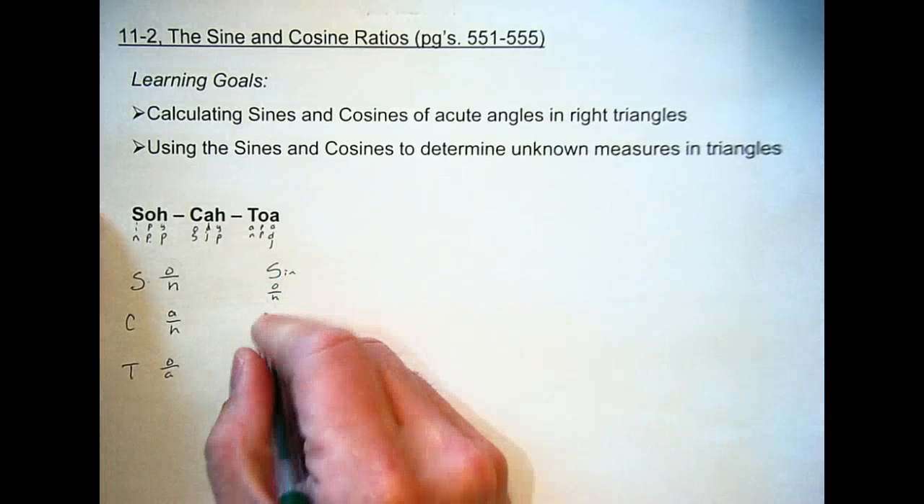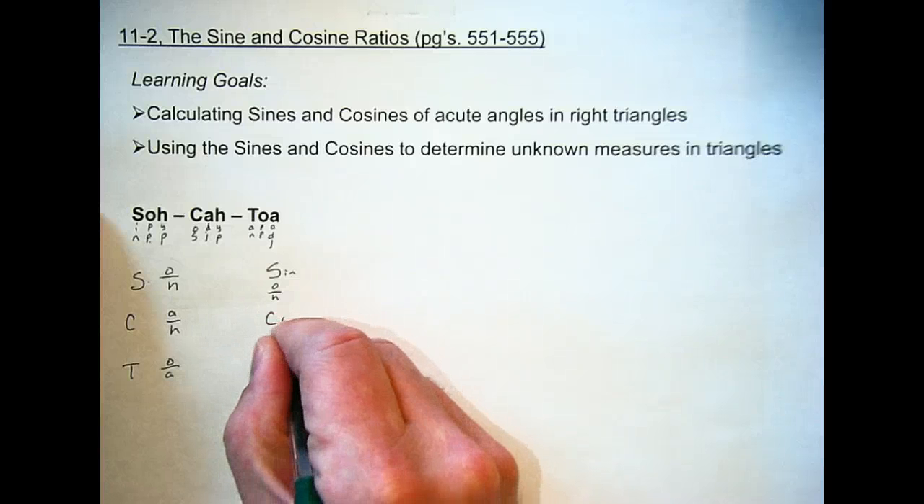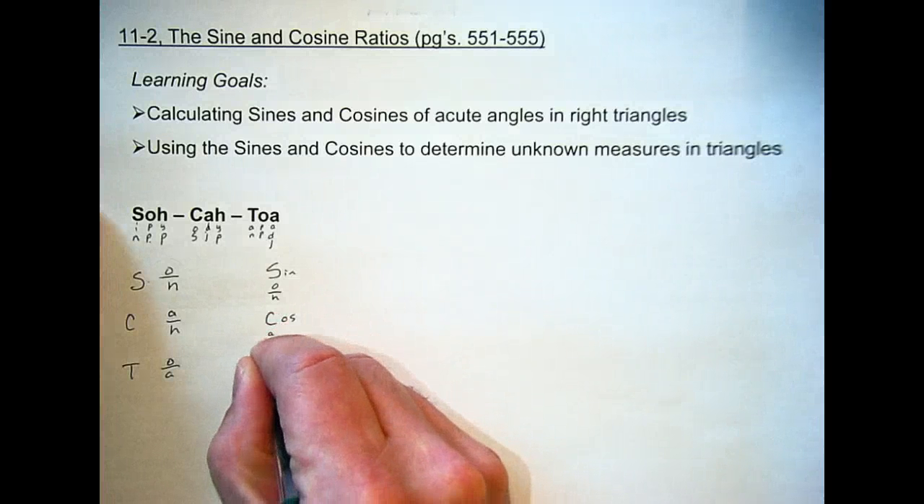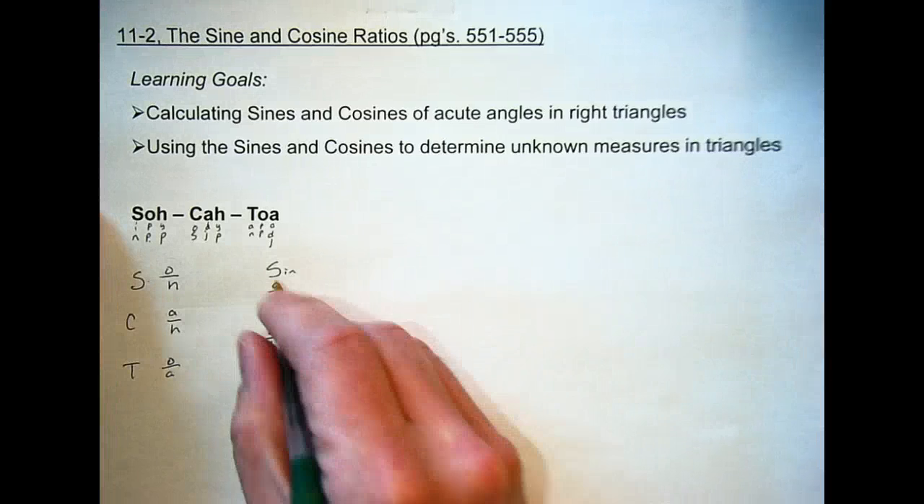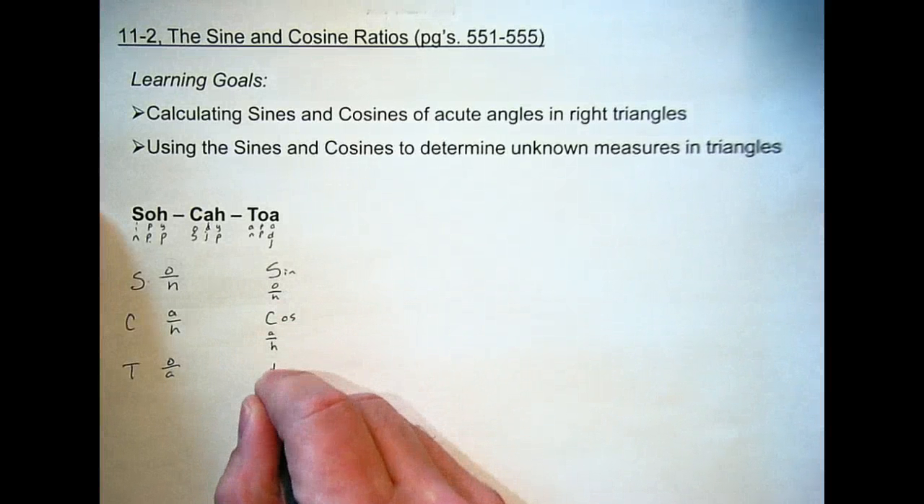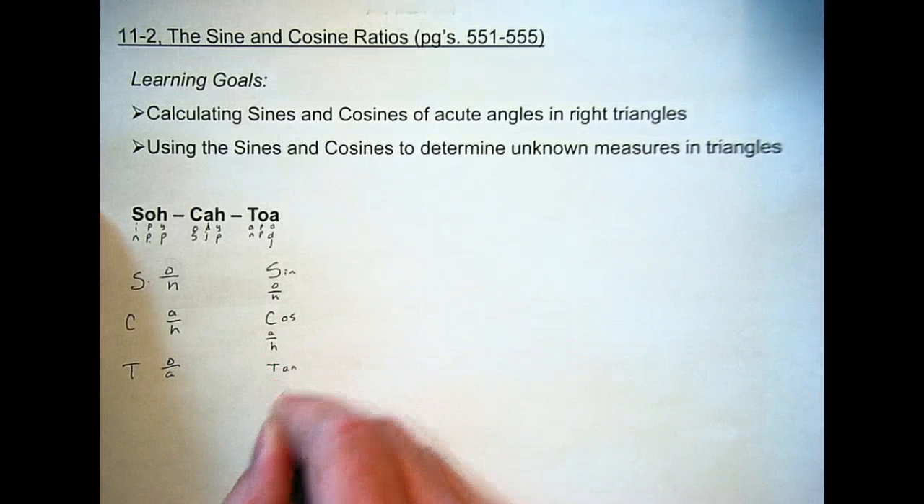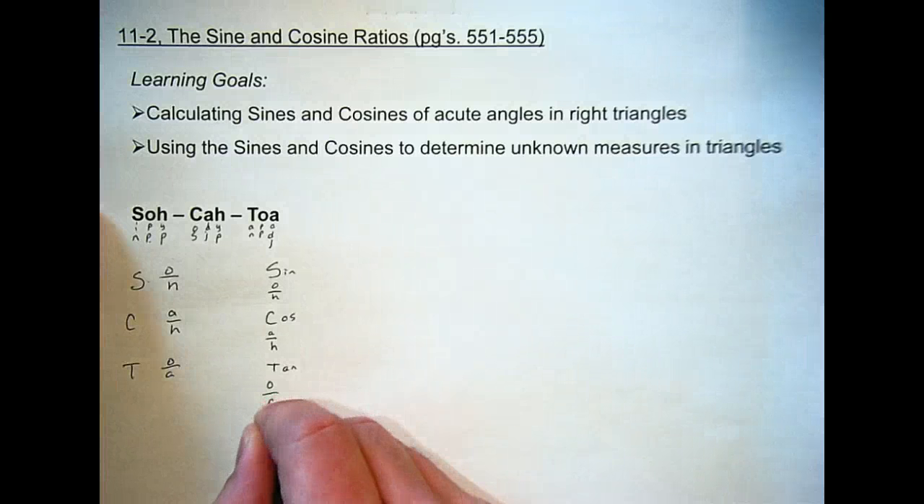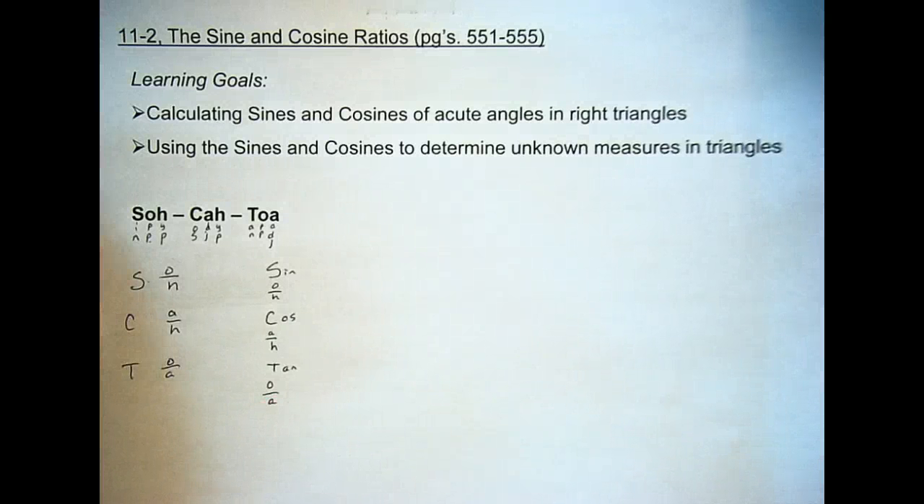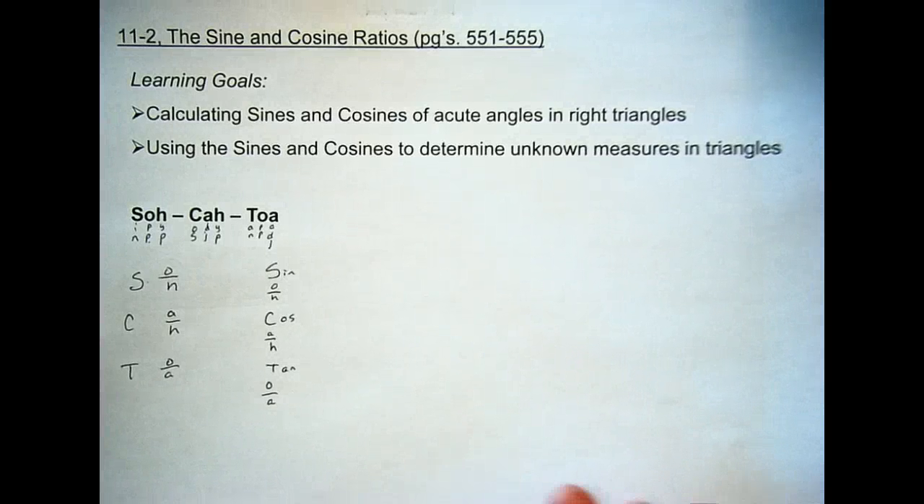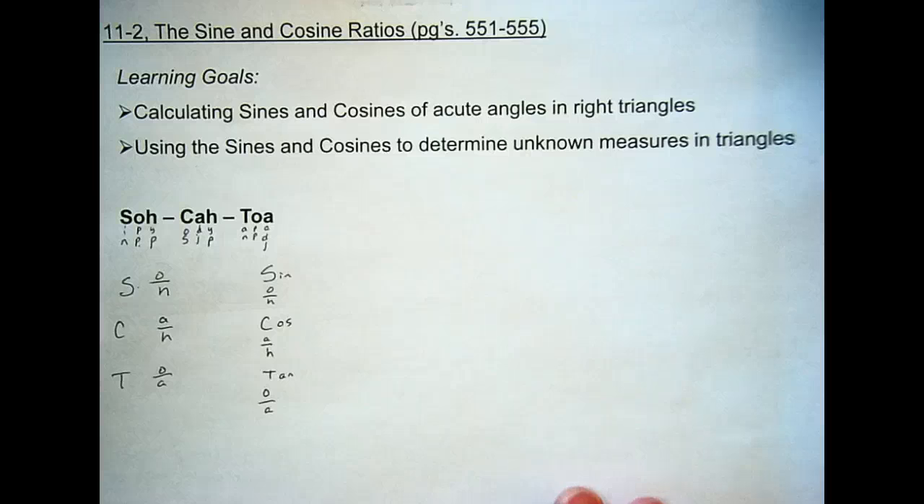Sine is opposite over hypotenuse. Cosine is adjacent over hypotenuse. So you've got your so, your ka, and your toa. Tan is opposite over adjacent. I don't have any buy-in to how you write it, just that you remember those ratios. All right, so let's get those on there.